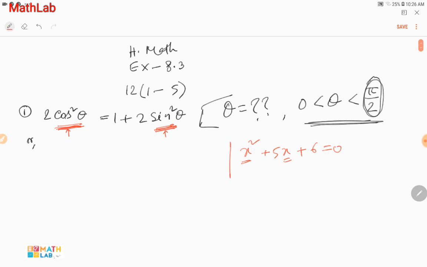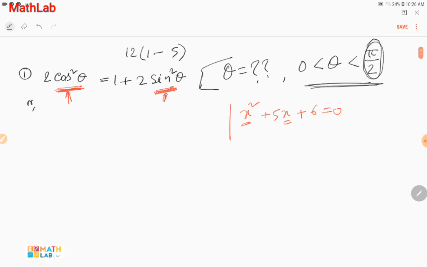Either both will be sin square theta or both will be cos square theta. So for that we can convert either one, because we know the formula sin square theta plus cos square theta equals to 1. Okay, so we start with cos square theta. Cos square theta equals to 1 minus sin square theta.